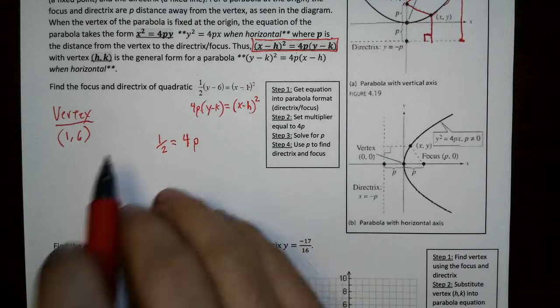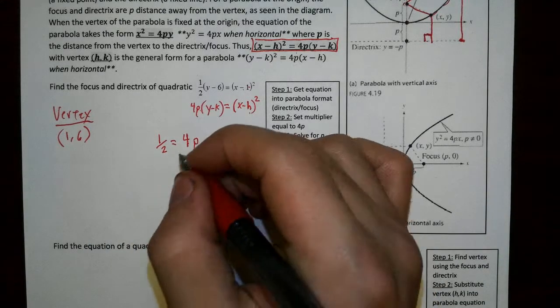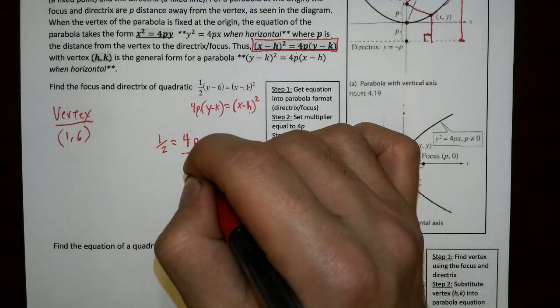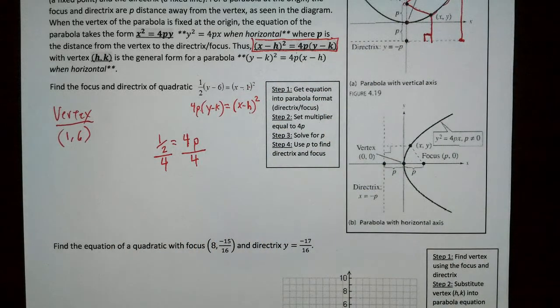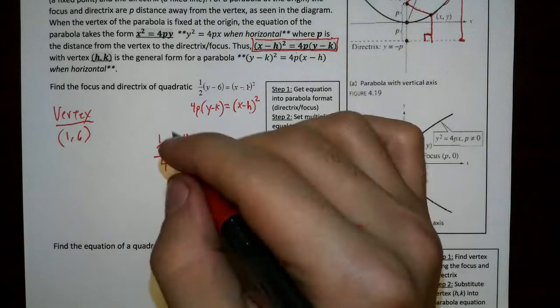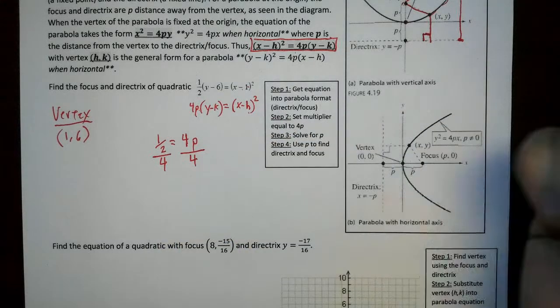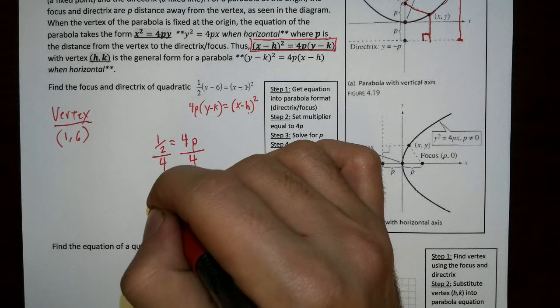Now we have a beautiful equation that we can go ahead and solve. We'll begin solving this, and it's almost like intuition just kicks in. Divide both sides by 4, so 1/2 divided by 4 is going to be 1/8.